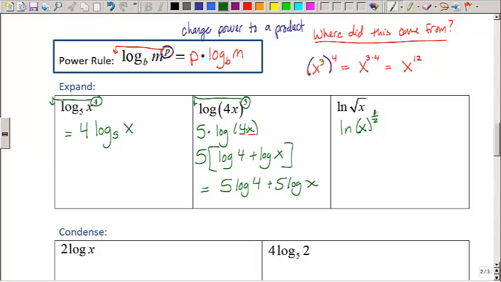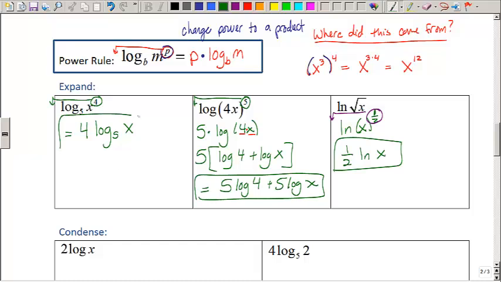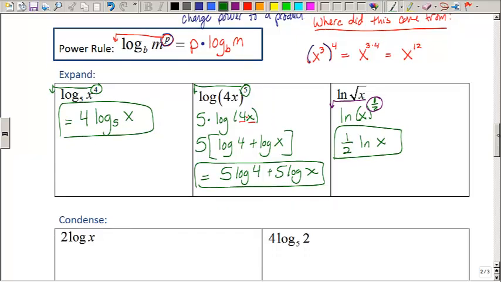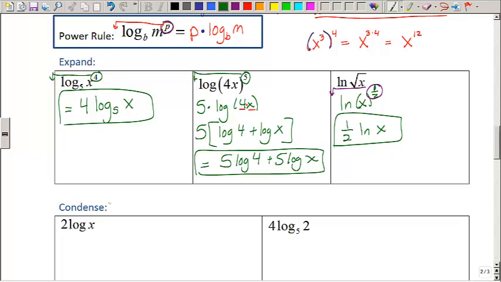Once it looks like this, I can move the exponent, 1/2, down into the coefficient to get 1/2 ln x. And that's my final answer. It is as expanded as possible. Now that we've used our power rule to expand, we're going to do the exact opposite. We're going to use the power rule to condense. And remember, when we condense, we're condensing to a single logarithm.